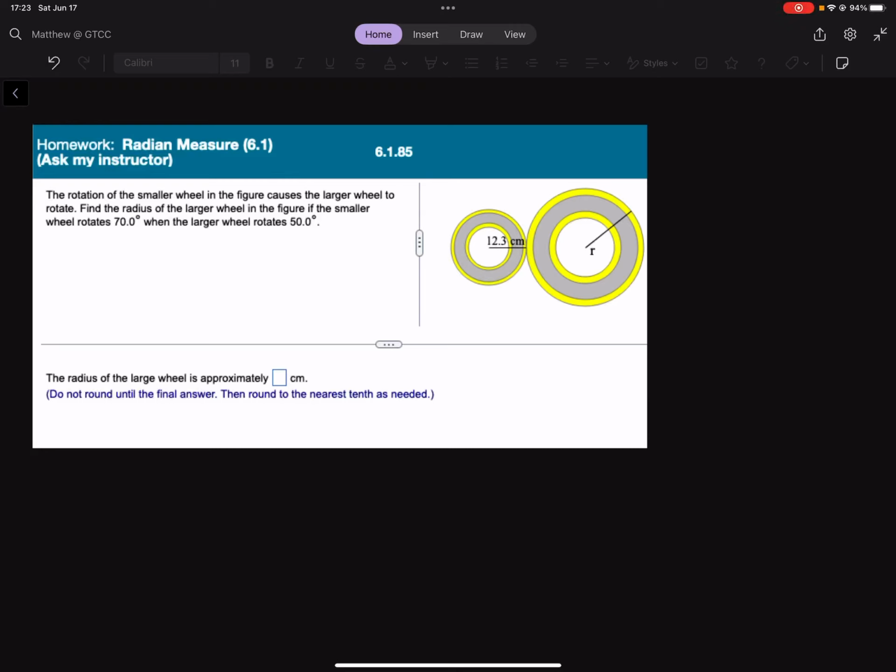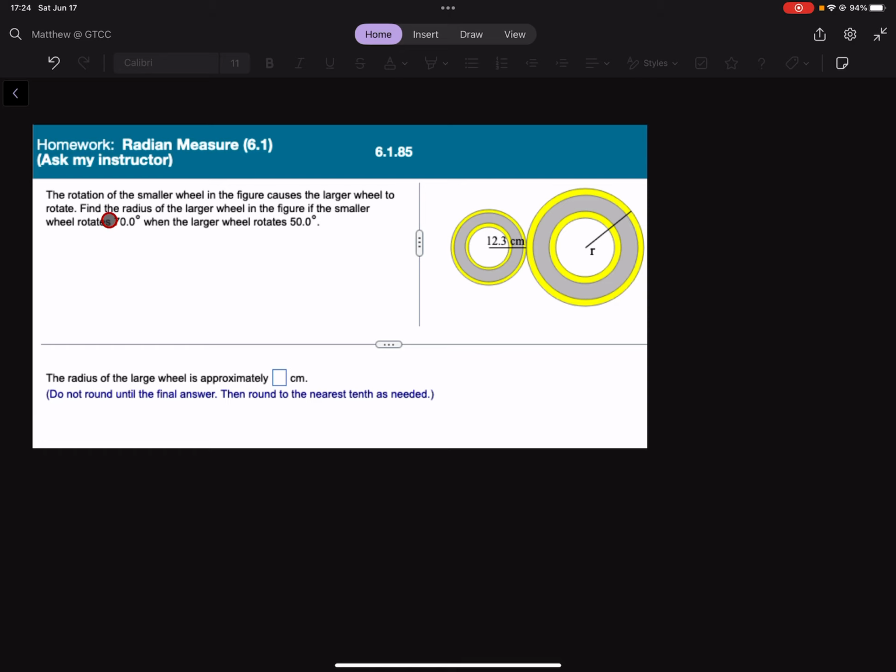Hello, everybody. We got another question from 6.1, which deals with arc length. Here, the rotation of a smaller wheel in the figure causes the larger wheel to rotate. Find the radius of the larger wheel in the figure if the smaller wheel rotates 70 degrees when the larger wheel rotates 50 degrees.